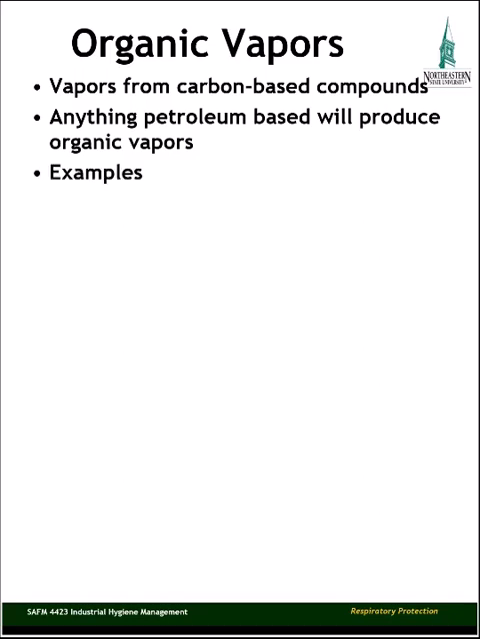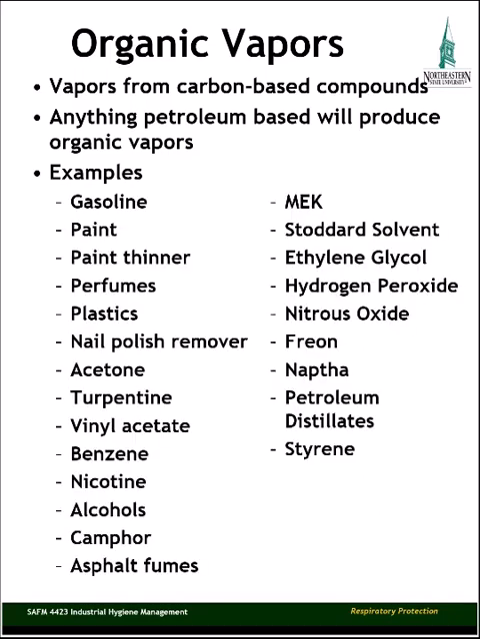Again, here's just a very brief partial list of substances that give off organic vapors. Gasoline, paint thinner, perfumes, plastics, nail polish remover, acetone, turpentine, vinyl acetate, benzene, nicotine, alcohols, camphor, asphalt fumes, MEK, Stoddard solvent, ethylene glycol, hydrogen peroxide, nitrous oxide, freon, naphtha, petroleum distillates, and styrene.